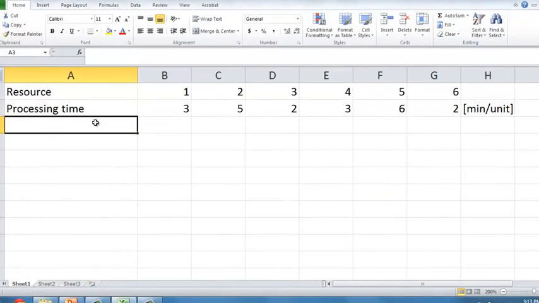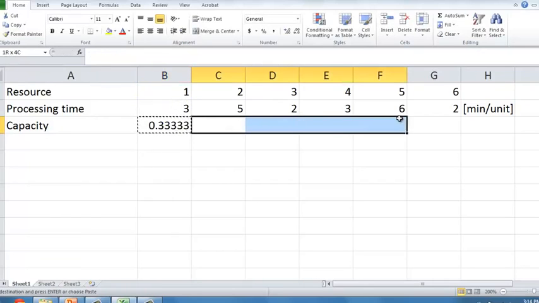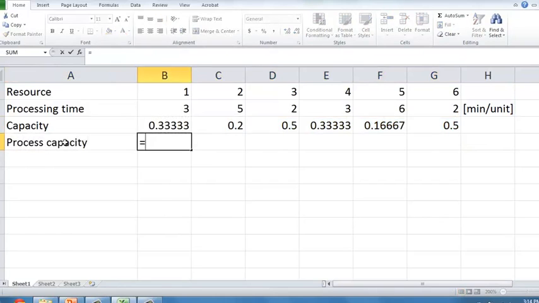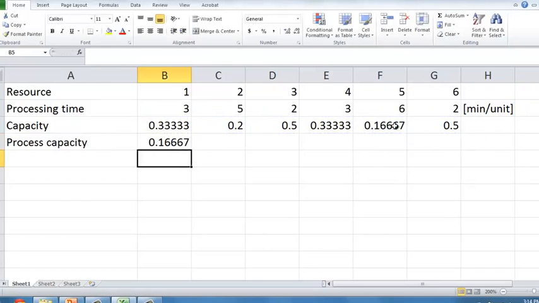Alright, let's review this calculation in Excel. So the first thing that we're going to do is compute the capacity of each of the resources as 1 divided by the corresponding processing times. This is now expressed in units per minute. Next, we're going to compute the process capacity as the minimum of the individual capacity levels, which determines that indeed station 5 is, as we expected, the bottleneck.